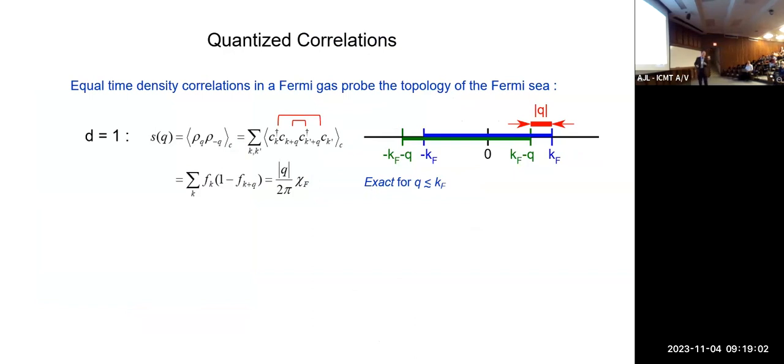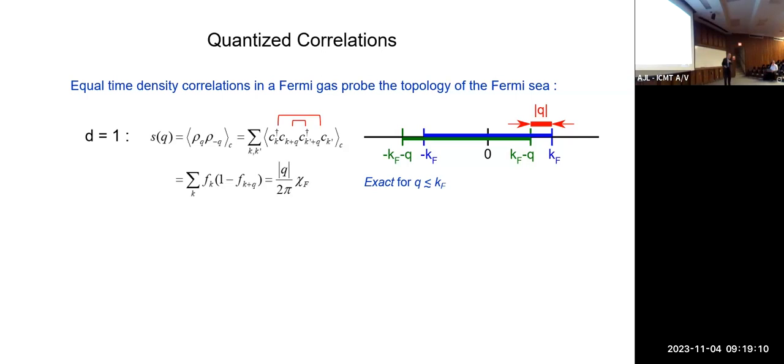And so one thing that is simple to think about in one dimension is the correlations in the density. So S of Q, which is the density-density correlation function at equal time. And so this is a simple thing to compute for a one-dimensional Fermi gas. So this is a textbook calculation. You know how you do it.